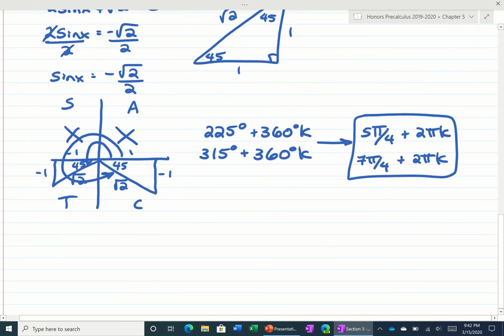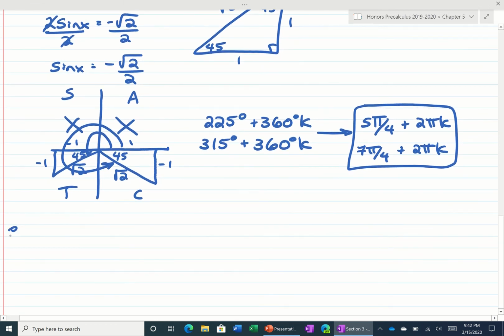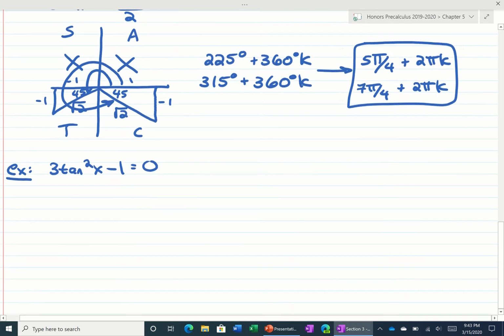For our final example, we're going to say 3 times the tangent squared of x minus 1 is equal to 0. We want to make sure we get tangent by itself, so we could add the 1 over, divide by 3, and of course take the square root of both sides.